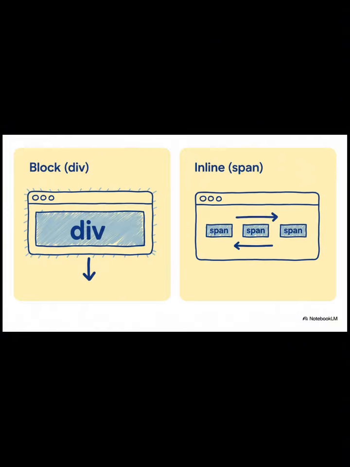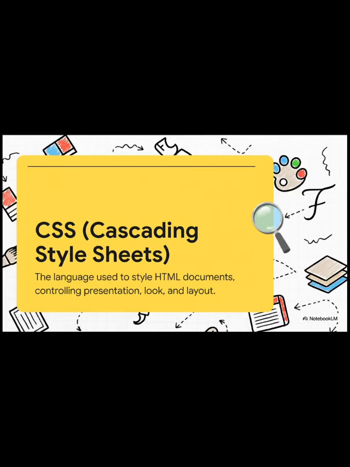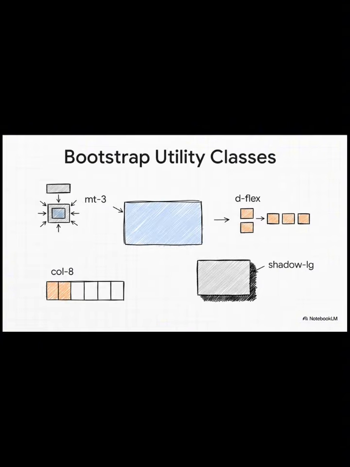HTML. So, the browser gets the HTML and starts laying it out with block and inline elements. Then, CSS swoops in to handle all the styling. Colors, fonts, layout, the whole shebang. And frameworks like Bootstrap give us quick utility classes for things like padding, margins, and layout.